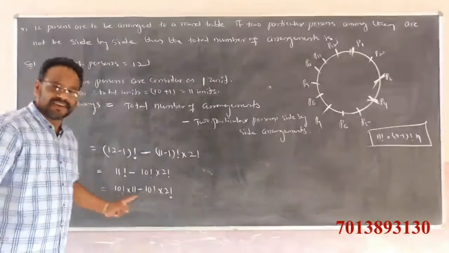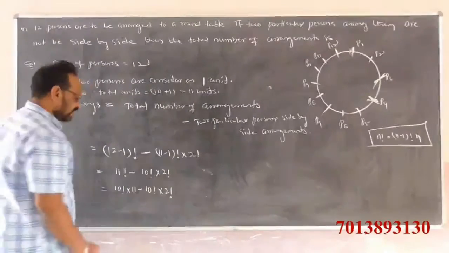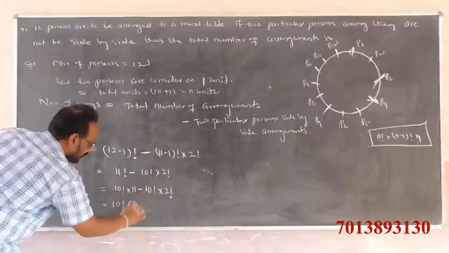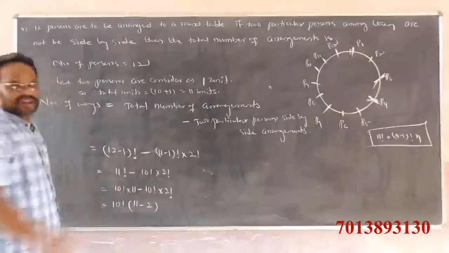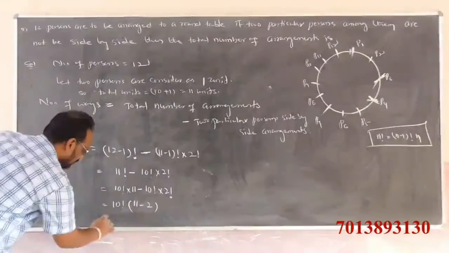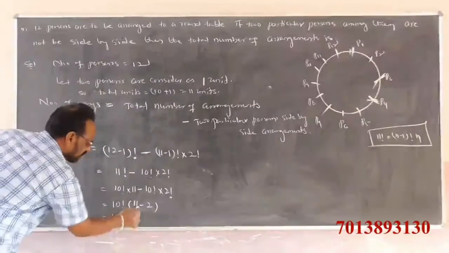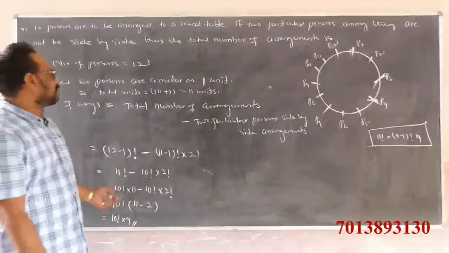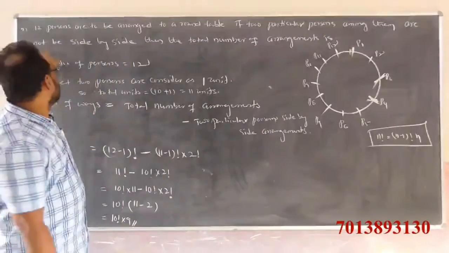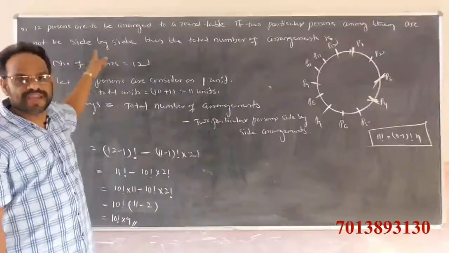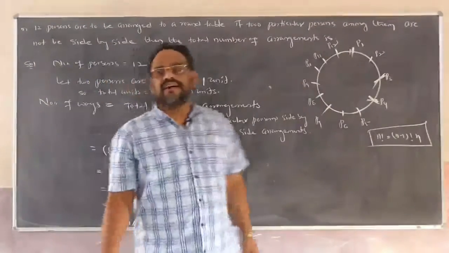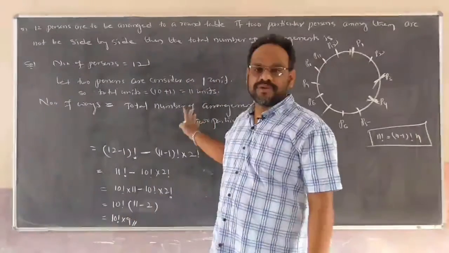So clearly here 10 factorial is common. Take 10 factorial common. Here we get 11 minus 2 factorial, which is nothing but 2 times 1. So that is equal to 10 factorial into 11 minus 2, which is how much? So 9 into 10 factorial. So the number of not side by side arrangements is clearly 10 factorial into 9, or 9 into 10 factorial.